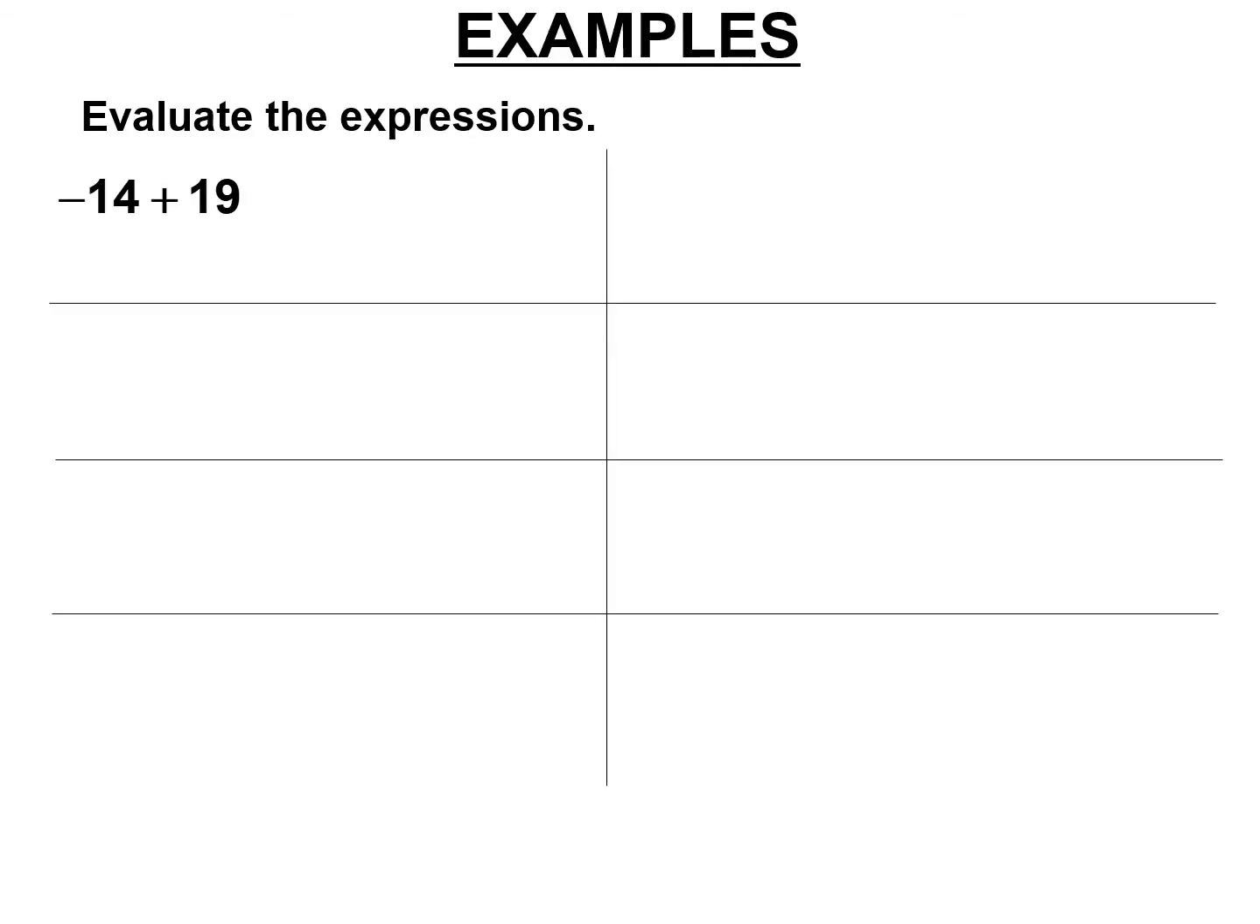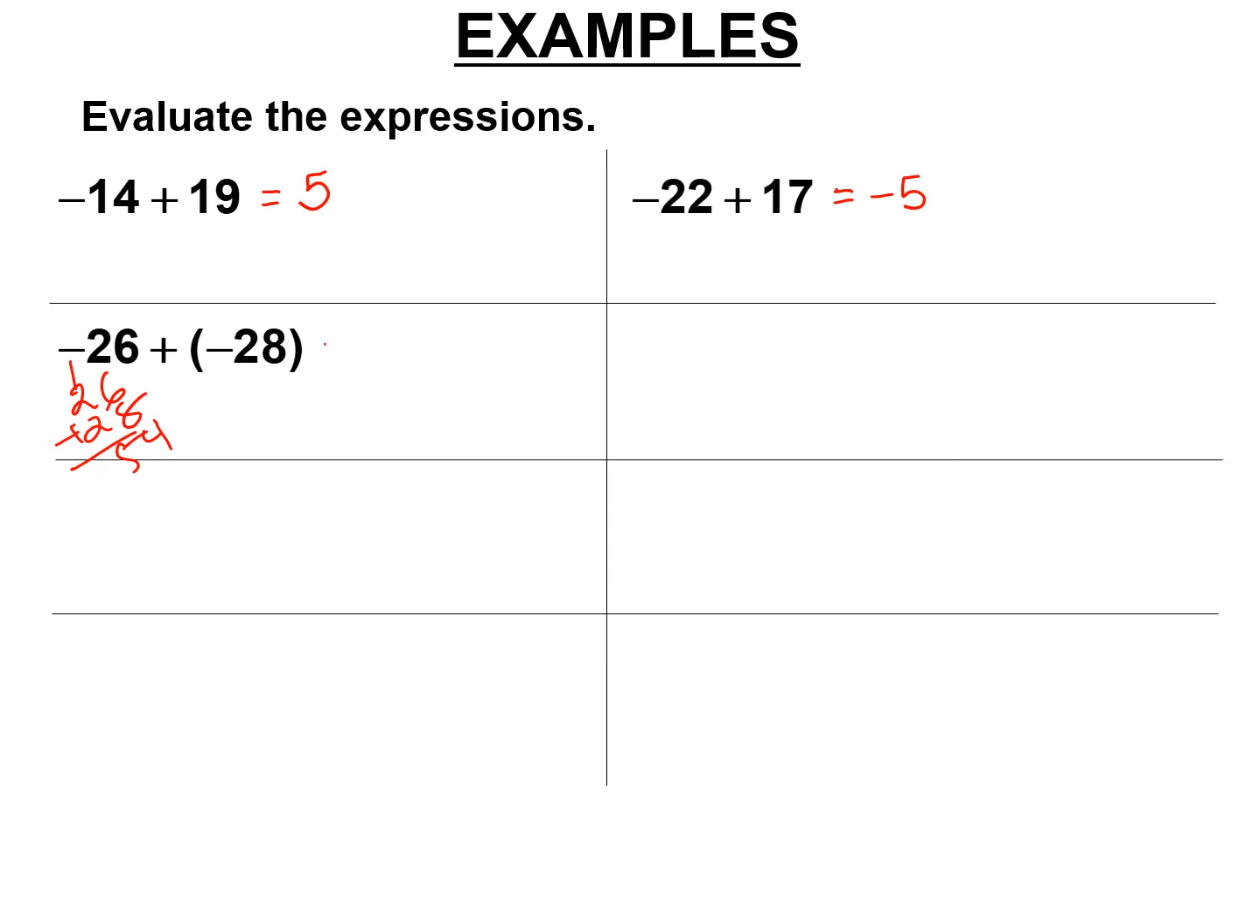So this is a lot of review. So the first one you have 5 extra positives. The second one you have 5 extra negatives. Right, these are both negative. And so this answer is negative 54.